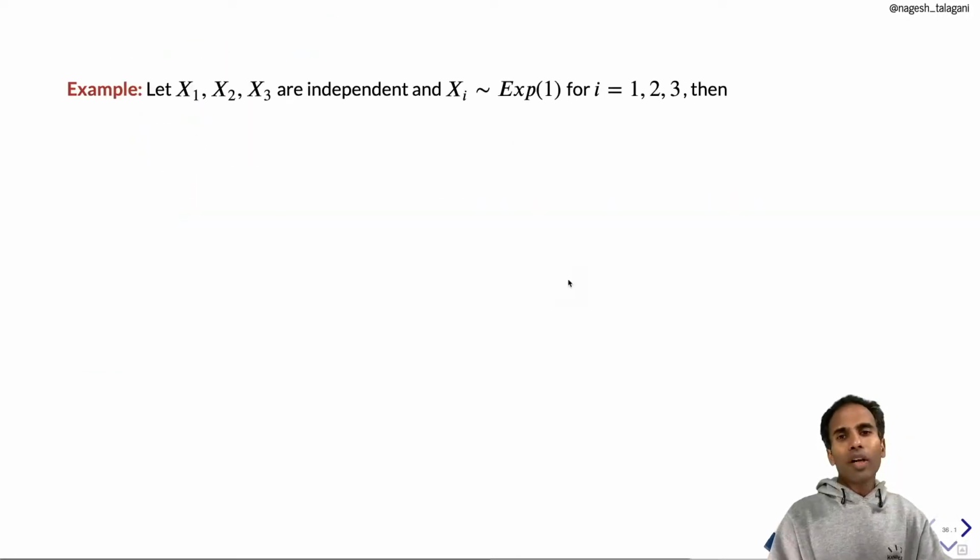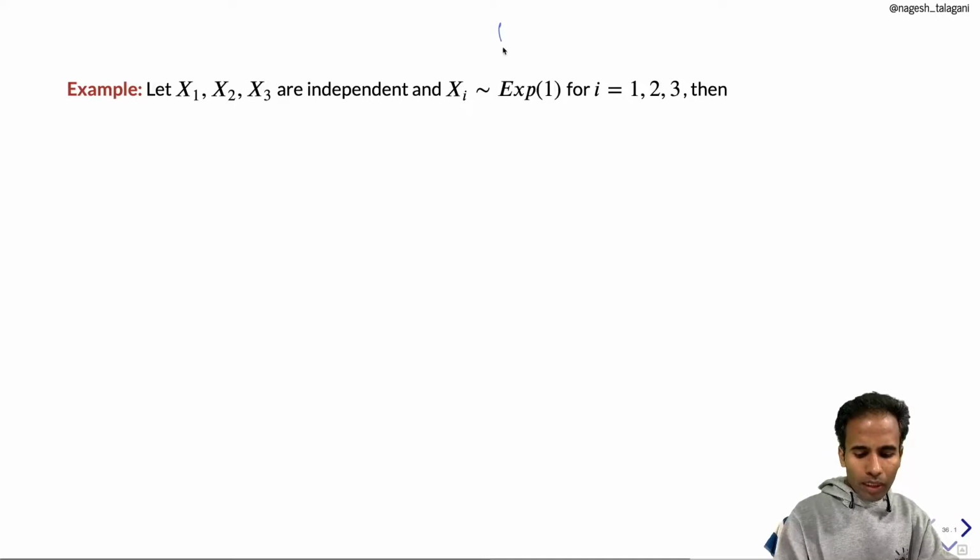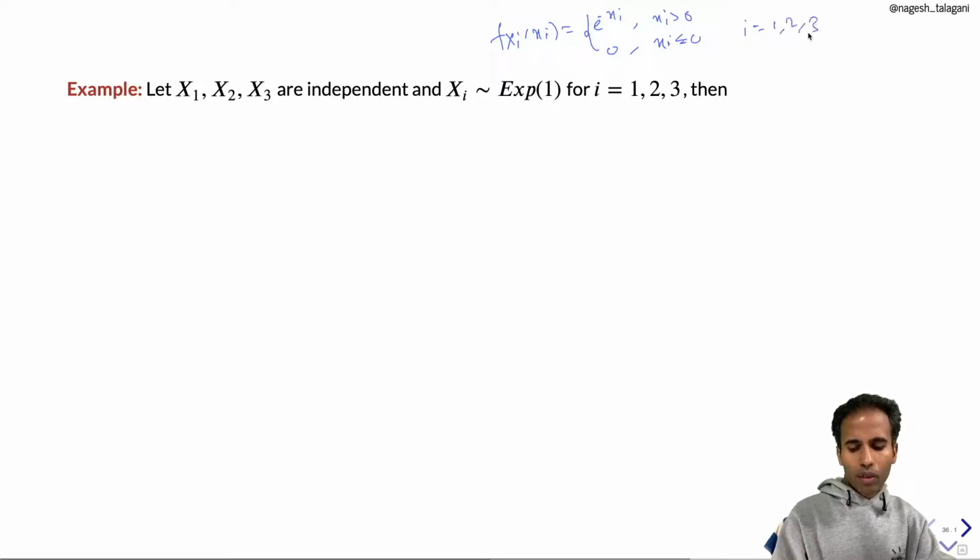Here is an example involving transformations in R3. Let X1, X2, X3 be independent random variables, and each Xi follows an exponential distribution with parameter 1. That is, the PDF of Xi at xi is e to the power minus xi for xi positive, and 0 for xi less than or equal to 0, for i equal to 1, 2, 3.